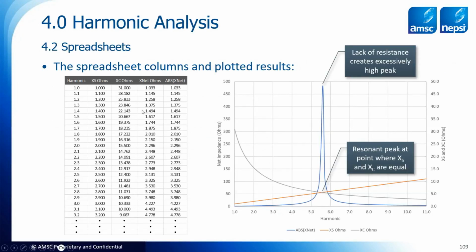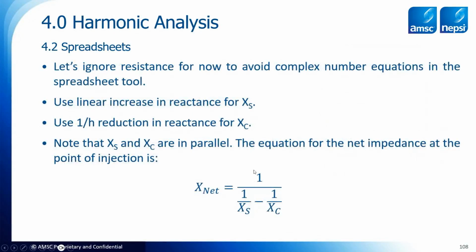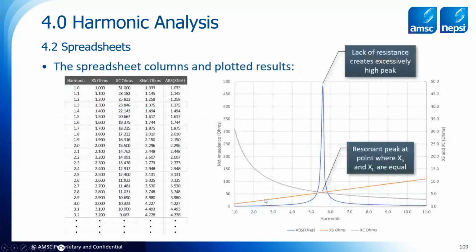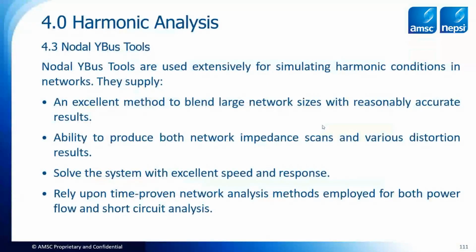So one thing to note about this simple calculation in the spreadsheet is because I left out resistance, I don't have any damping. So it creates an excessively high, unrealistic peak. So this simulation would not be good for calculating what the actual distortion values might be. But it is good for seeing where the resonant point is and what its characteristic looks like. Okay? So what about nodal Y-bus tools?